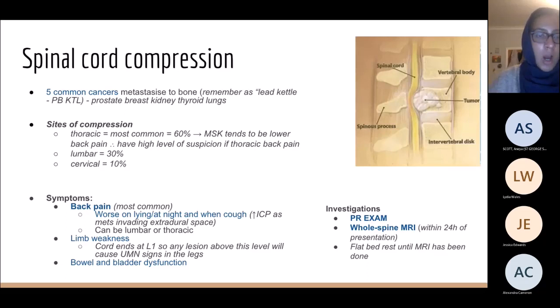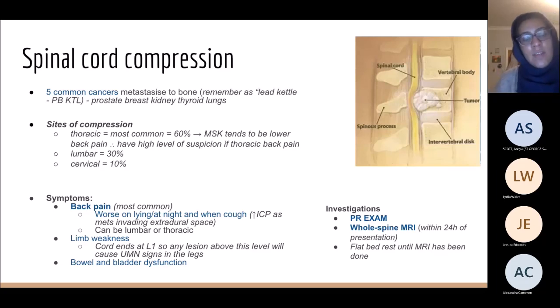Investigation wise, you want to do a PR exam, because you want to look at essentially the anal tone as well. And that can also give you a good idea of the neurological damage that has been done. And you need to do an MRI scan within 24 hours. And actually, spinal cord compression and cauda equina are really one of the few indications of why someone would need an acute MRI, or need an MRI very, very quickly. Everything else can kind of wait when it comes to MRI images.